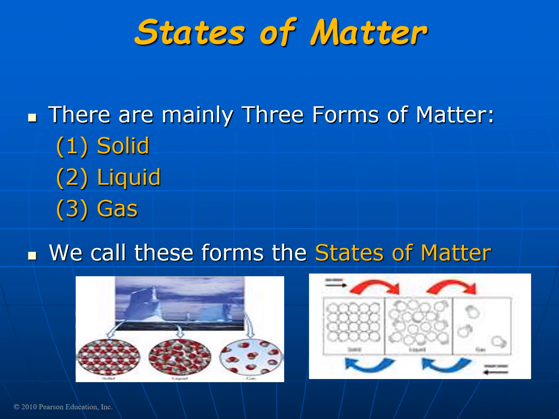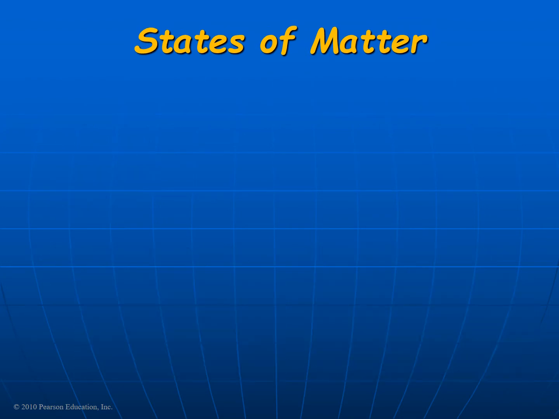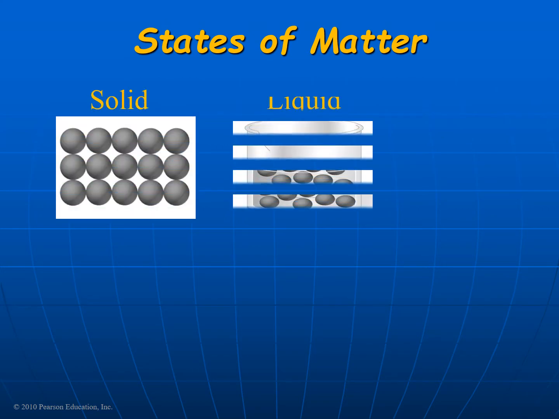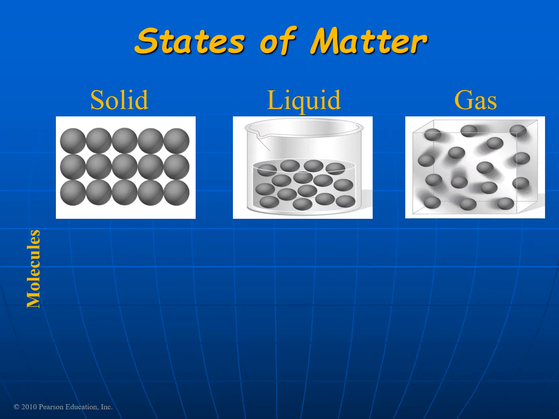For the introduction, there are mainly three forms of matter: solid, liquid, and gas. We call these the states of matter, and as we mentioned, matter can be transformed from one form to another, either by cooling or by heating. Let us discuss what the differences are between these three states of matter.